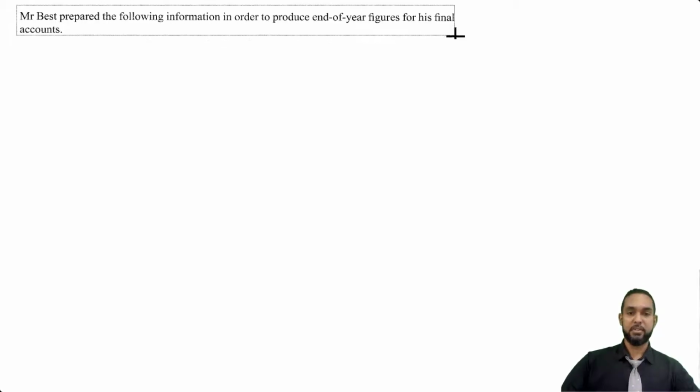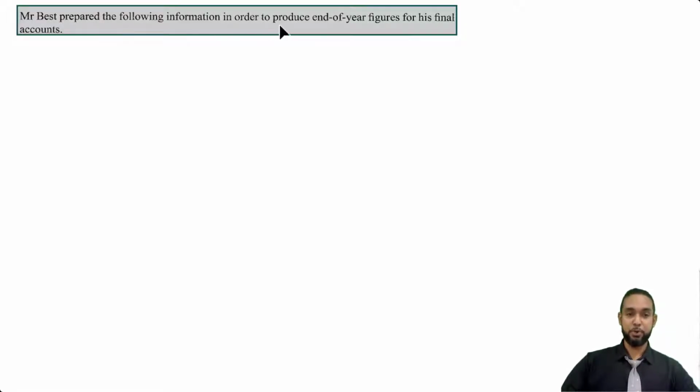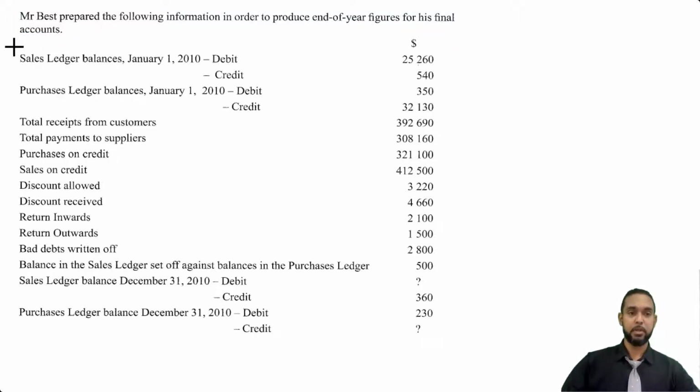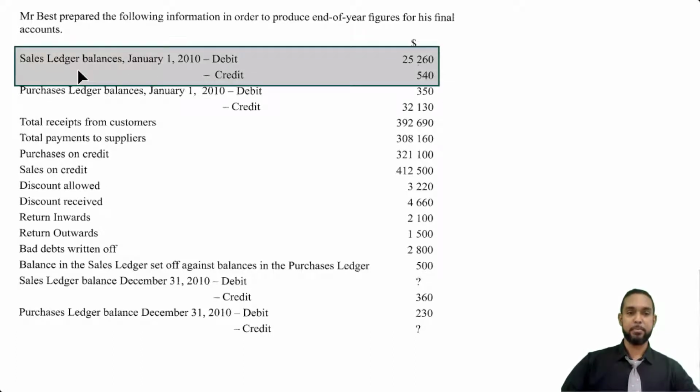And with that said, let's get into the question. Alrighty, so they're telling us that Mr. Best prepared the following information in order to produce the end of year figures for his final accounts, being income statement and balance sheet. So we have some sales ledger balances, opening balances, debit and credit, 25,206 and 540.